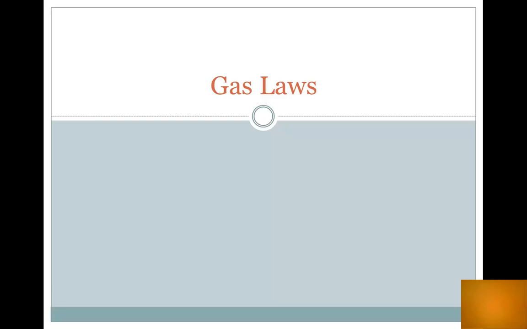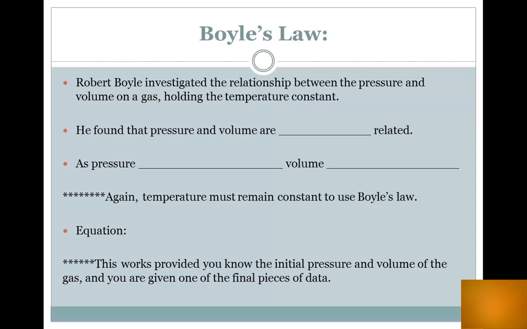Now we will begin speaking about the gas laws. Boyle's law. Robert Boyle investigated the relationship between the pressure and volume of a gas, holding the temperature constant. He found that pressure and volume are inversely related. You will recall this means that as one variable goes up, the other one must go down.